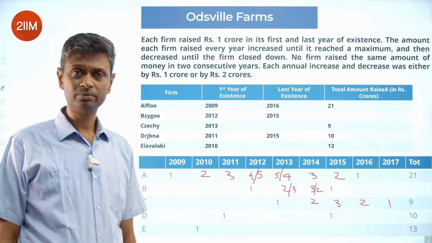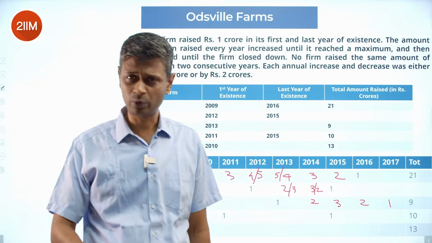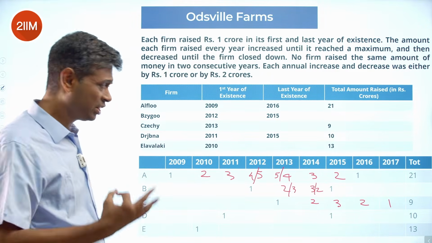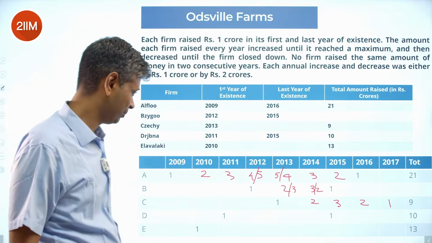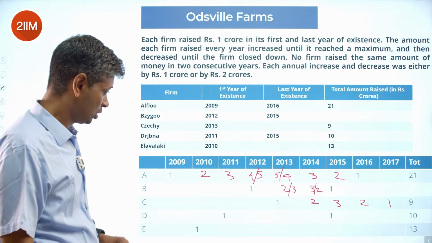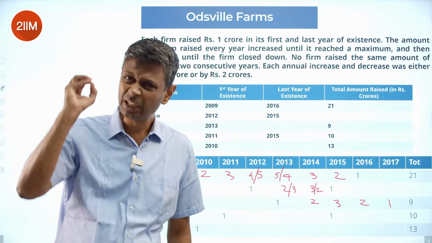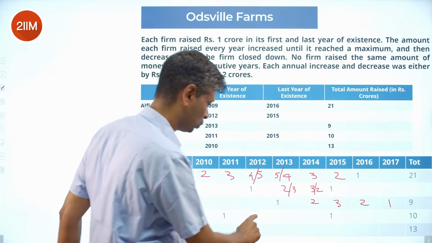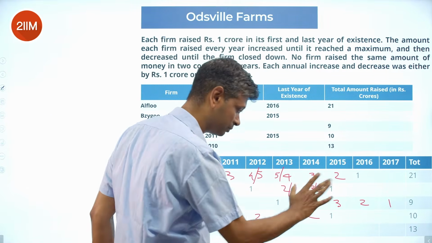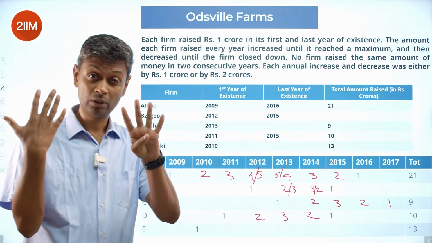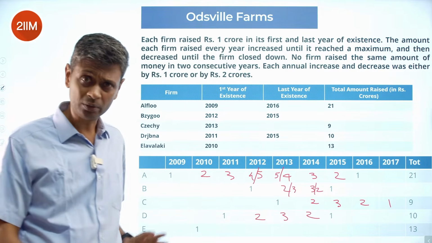1, 2, 3, 1, 2, 3, 5, 4 or 4, 5. So 3 things we've got nearly completely. Let's go to D. 1 and 1. The minimum with 5 years is 1, 2, 3, 2, 1. That adds up to 9. We want 10. So it's not 1, 2, 3, 2, 1.